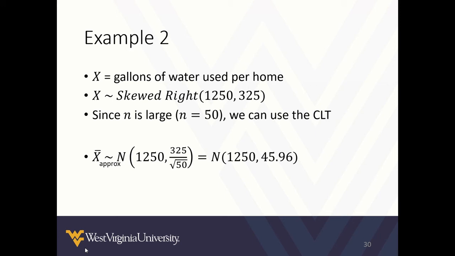Now, as our N, our sample size, is large, in this case it's 50, that means the central limit theorem will apply. So for us, that means that our sample mean will be approximately following the normal distribution with a mean of 1,250 and a standard deviation of 325 divided by the square root of 50, which if we simplify, means we'll have a mean of 1,250 and a standard deviation of 45.96.